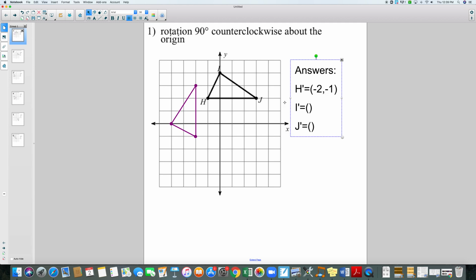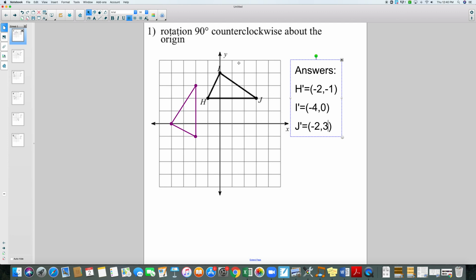And then I. All right, so originally we were 0 and 4. Now we're going to be -4 and 0. And then for J, all right, for J we were originally 3, +2. Now we're going to be -2, +3. And that should be your answers for this problem.